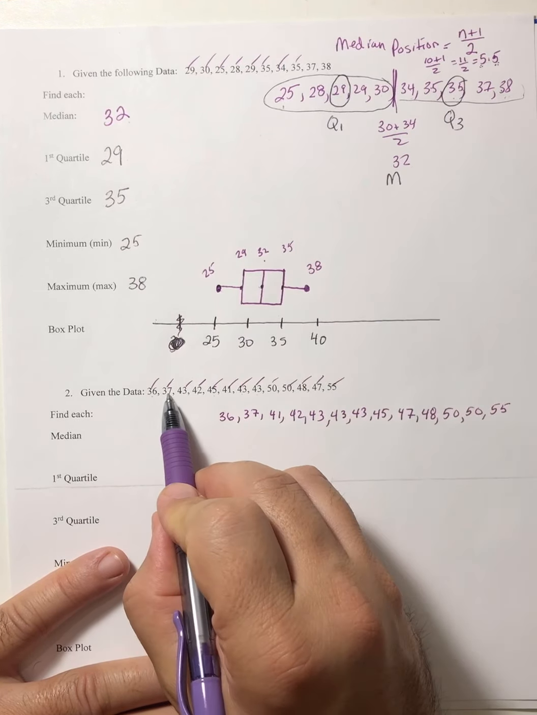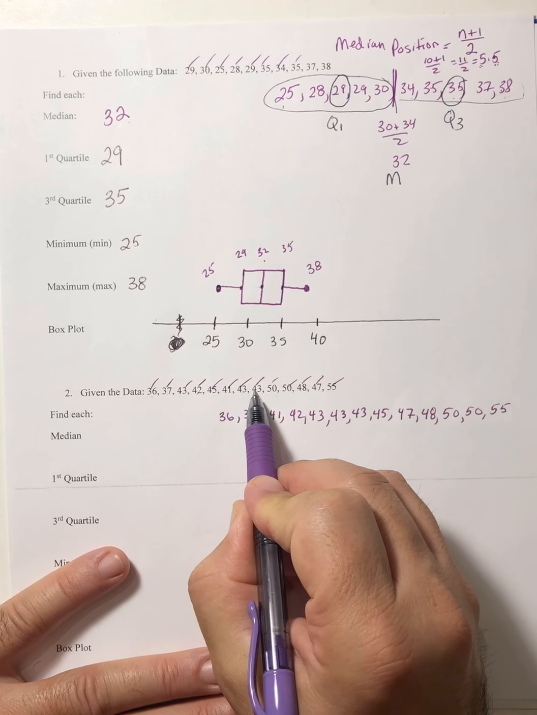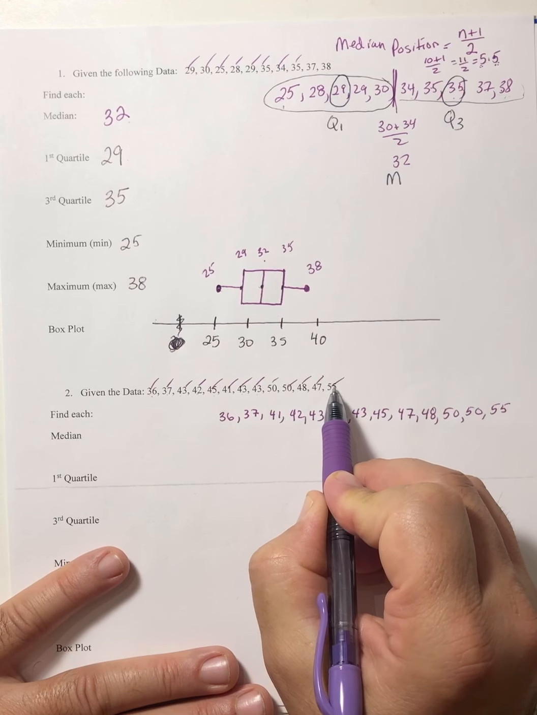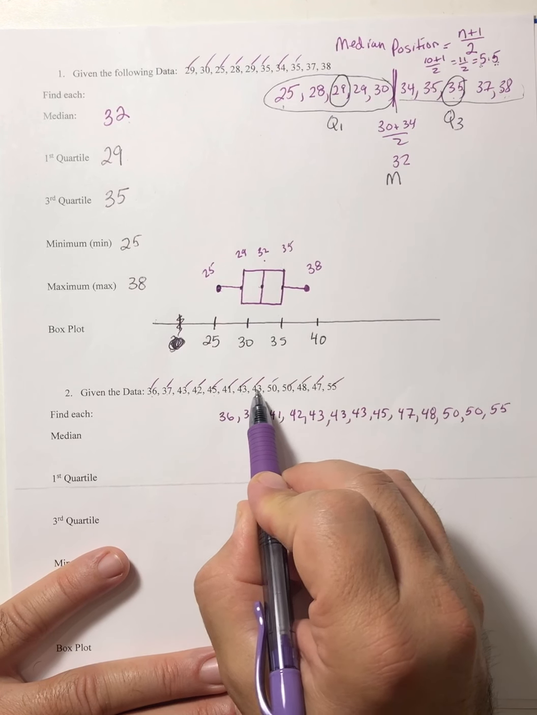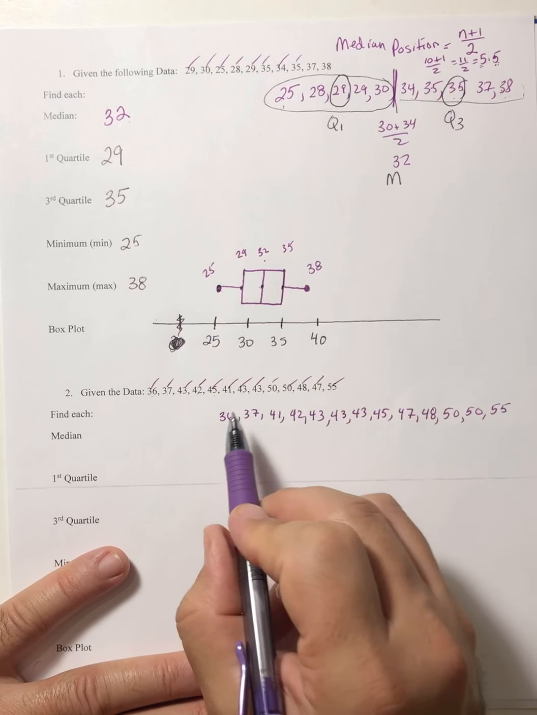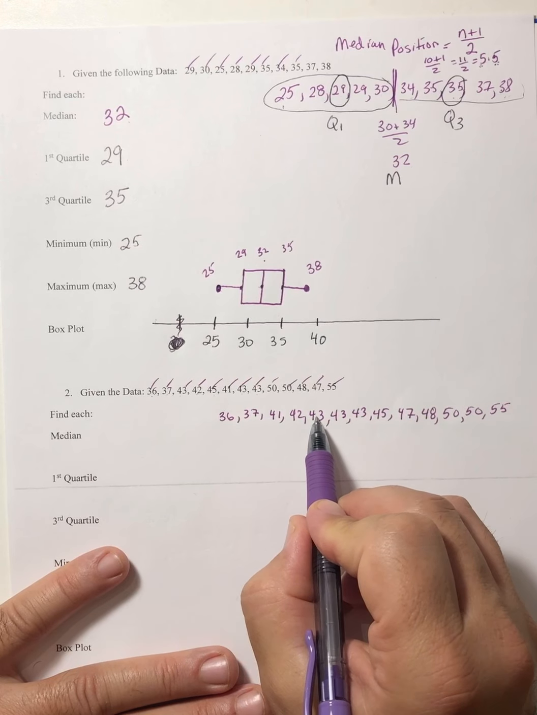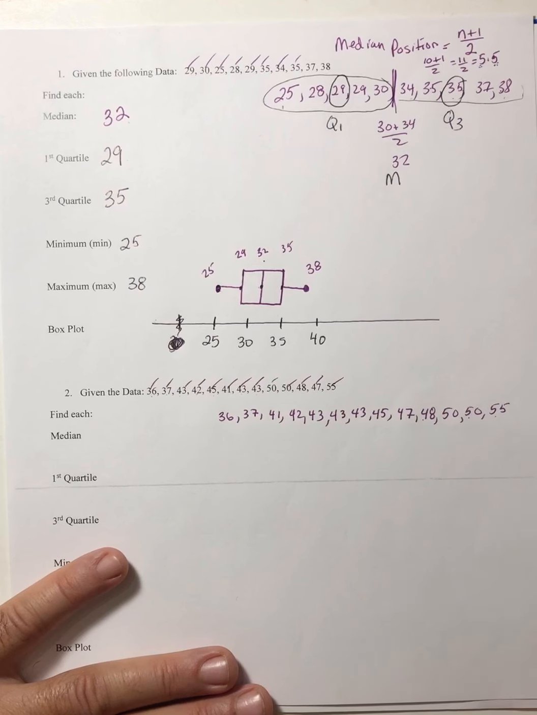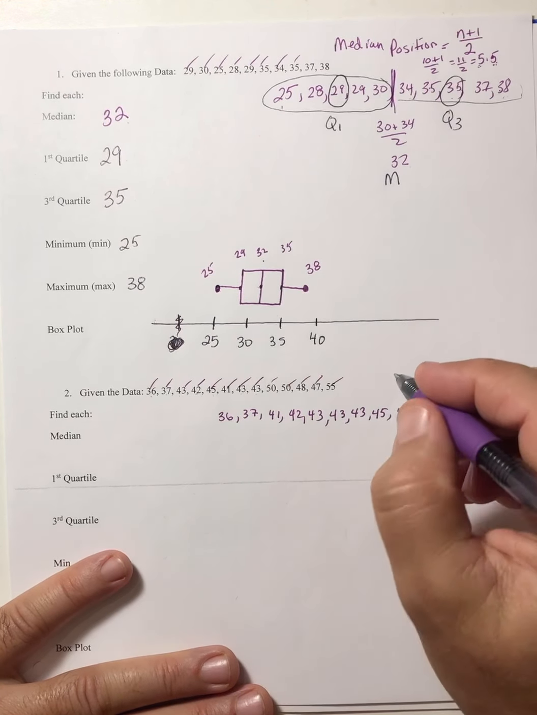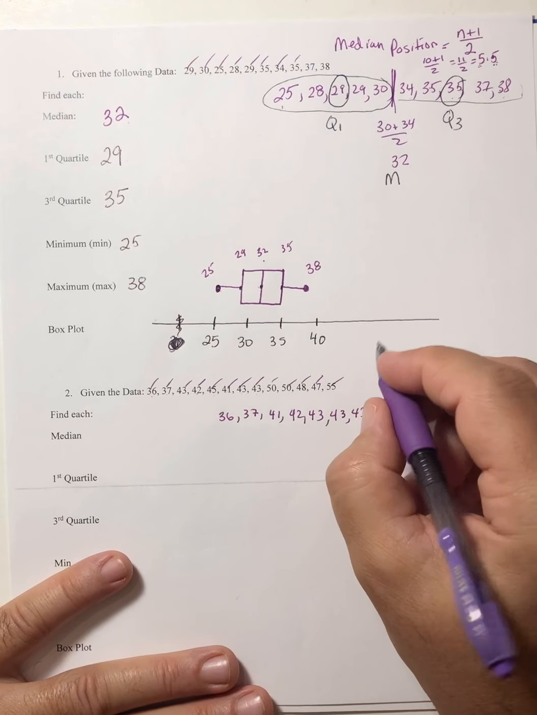Let's count it out. 1, 2, 3, 4, 5, 6, 7, 8, 9, 10, 11, 12, 13. All right. I think the hardest thing for you guys is going to be just putting them in order. All right. So I'm going to do that little position-y thing that I did with you earlier.